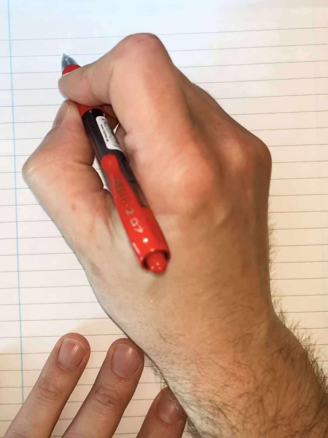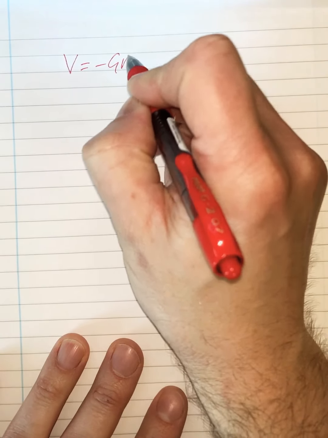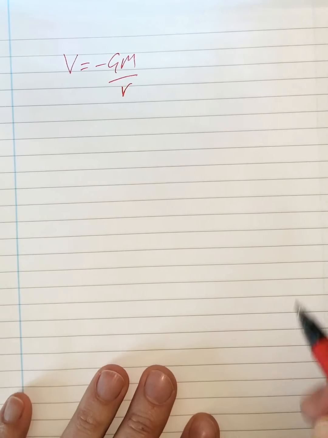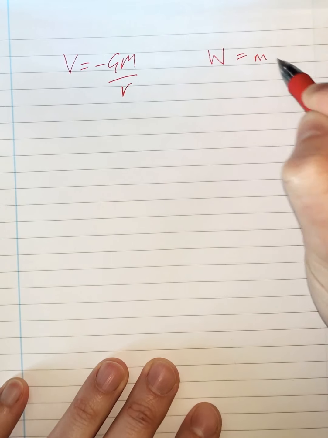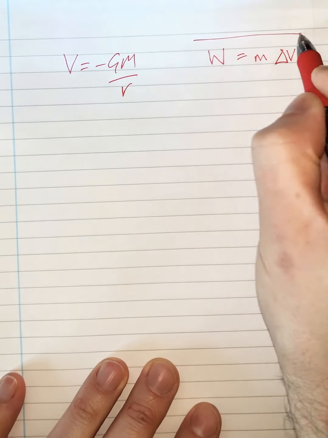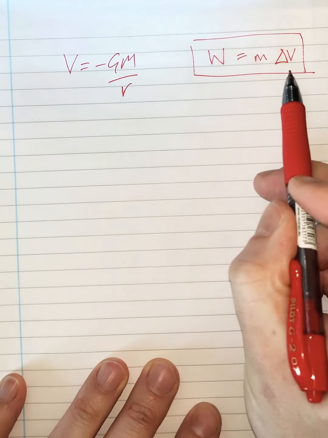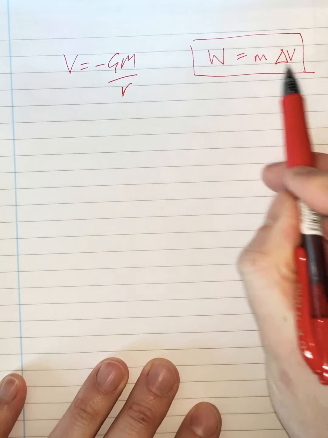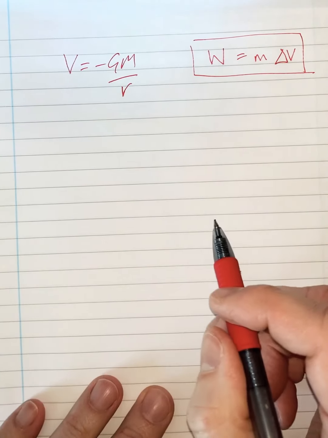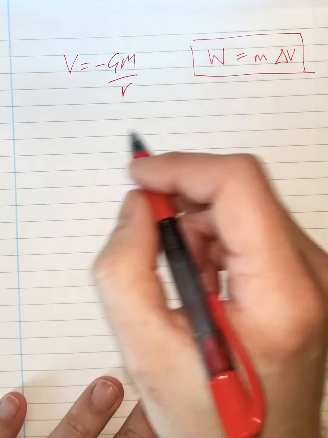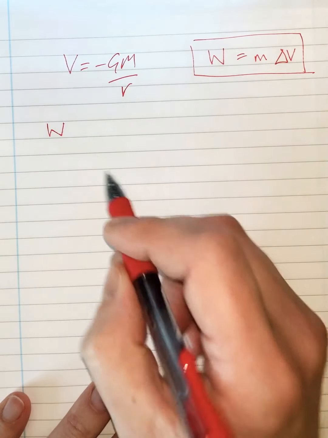Okay, in this video we're going to derive the gravitational potential equation, and we'll do that by looking at the work done, which in a previous video was given by this, which links the amount of work required to move a mass through a change in potential. So before we do that, let's just discuss work done.